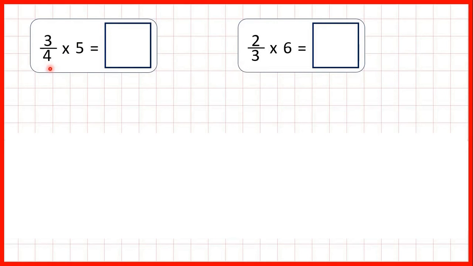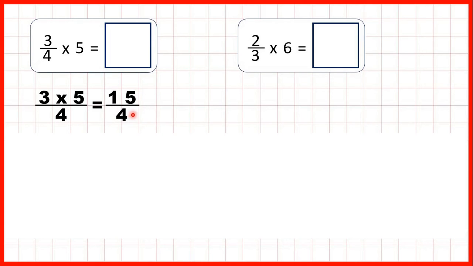Now we need to multiply a fraction by a whole number. And the main thing to remember here is that we only multiply the numerator by the whole number, not the denominator. So first we have 3/4 times 5. So we can show that as 3 times 5 over 4 because we're only multiplying the numerator and the denominator stays the same. So 3 times 5 is 15, the denominator stays the same. So as an improper fraction, we have 15/4.